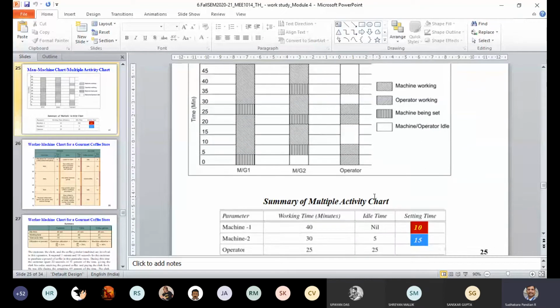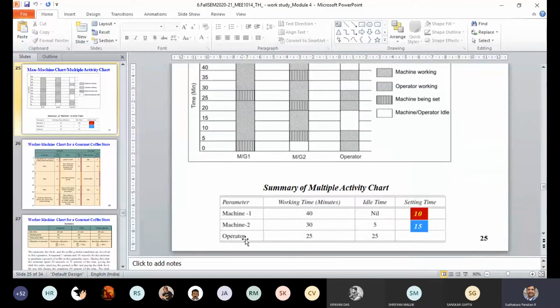So the total time you can summarize, like here at the bottom. I have given a summary of the multiple activity chart. Machine 1 has 40 minutes working time, whereas there is no idle time in machine 1. You can see there is no empty space, no white color space in machine 1. White color space is mentioned as idle time, so idle time is 0. Setting time, yes, it is there: 5 minutes and 5 minutes, two places where setting time, 10 minutes in total.